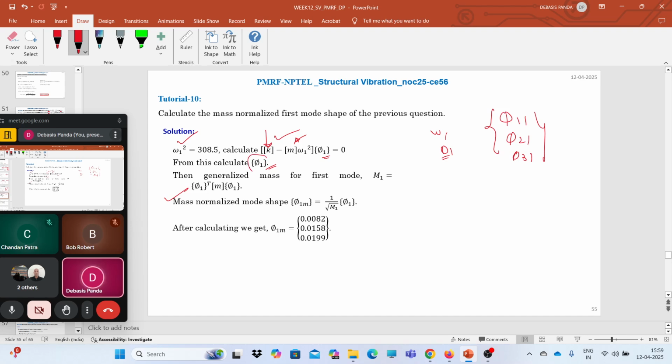Let's say we have this phi 1 matrix and M matrix with us. Now what is the way to get the normalized mode shape? We just need to do phi 1 divided by the square root of phi 1 transpose M phi 1. So we need to calculate this M1 first. How can we calculate M1? Phi 1 transpose M phi 1. These vector operations are quite tricky also.